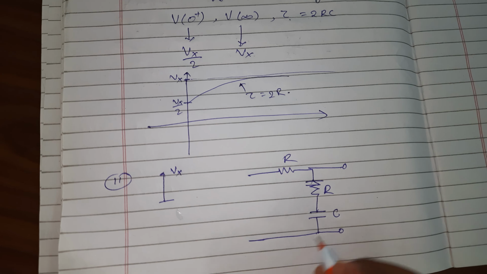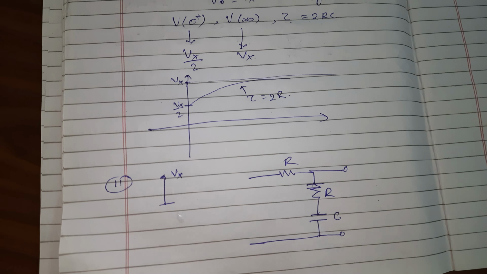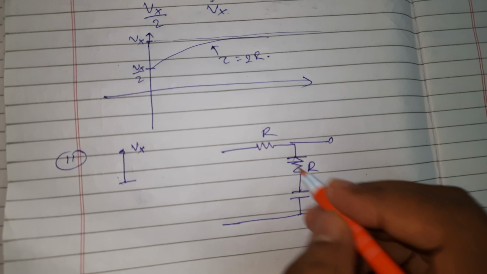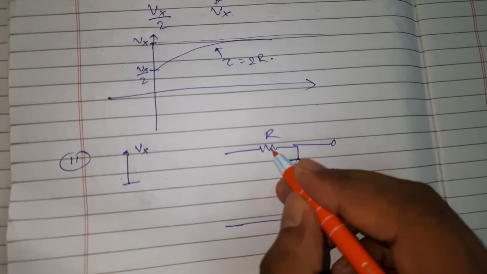So at t is equal to 0 plus, we can see that there is an abrupt change in the value, so the signal will be of high frequency. So at high frequency this capacitor will get short circuited. So the current across this resistor will be, suppose the input is Vx delta t. The voltage will drop across this resistor, so the current in this circuit will be Vx delta t by 2R.